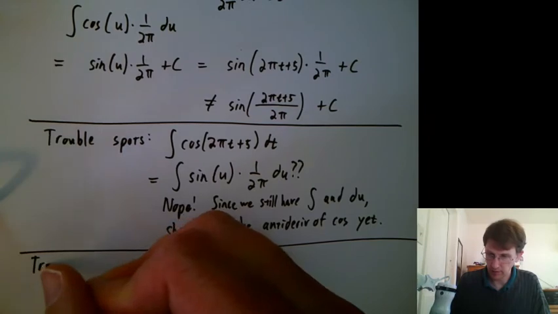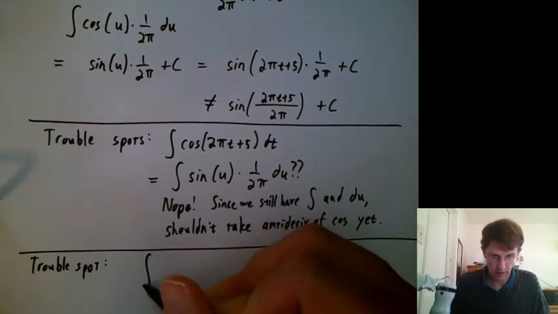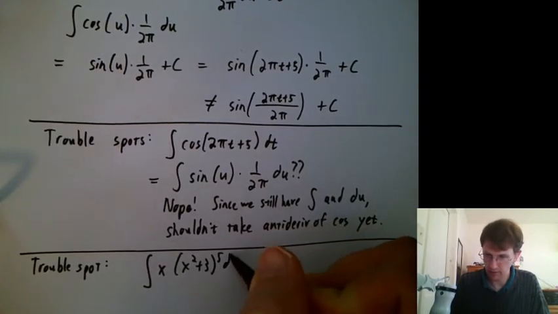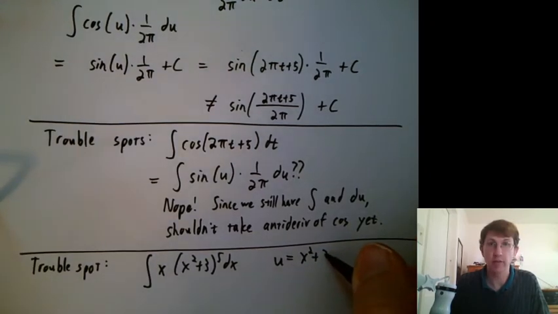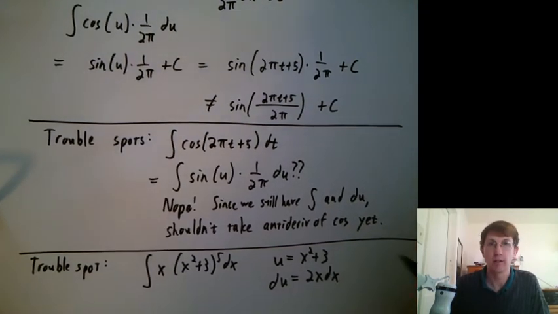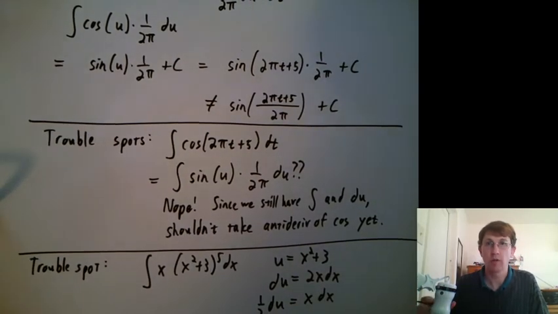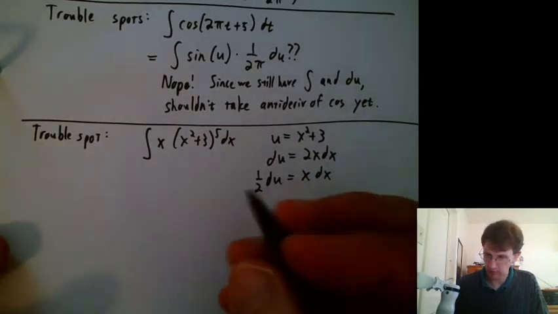Another trouble spot, if I had the integral of (x squared plus 3) to the 5th dx, you'd say u equals x squared plus 3, right? That's clearly the inside thing. du equals 2x dx, and then 1/2 du equals x dx. Okay, so far. And then let me try one thing and another thing.